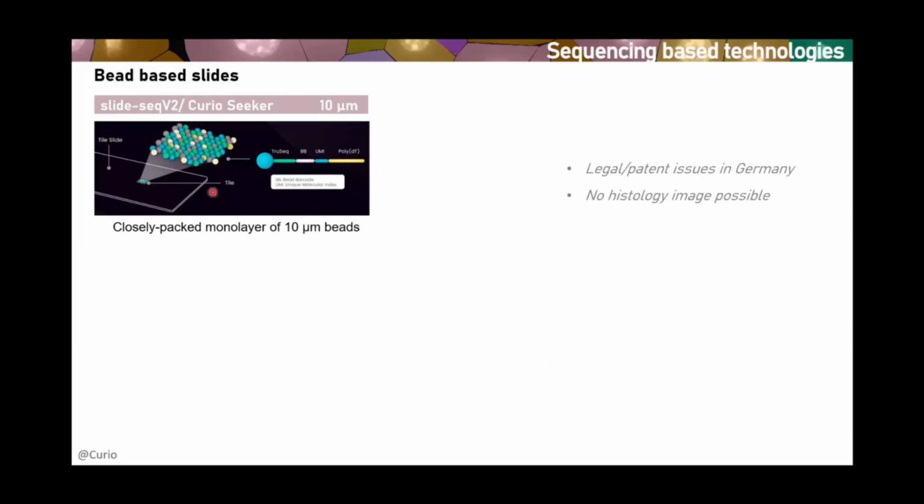Another technology that is available is CurioSeeker. In this case, it's not the oligos that are printed on a surface, but individual beads that have the barcodes, the oligos with the spatial barcodes. Each of these beads has a 10 micrometer diameter, which means that it's closer to a single cell resolution. And luckily, we're not able to test it as it's not available yet in Germany.